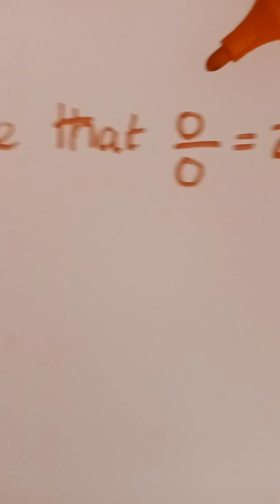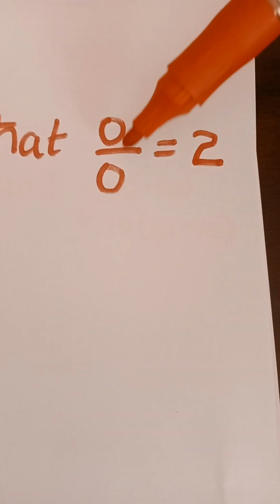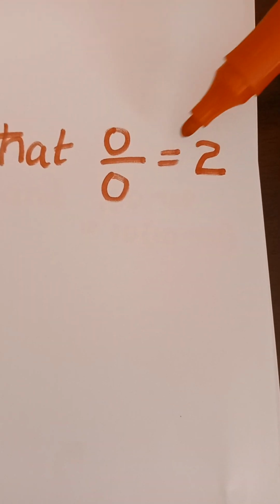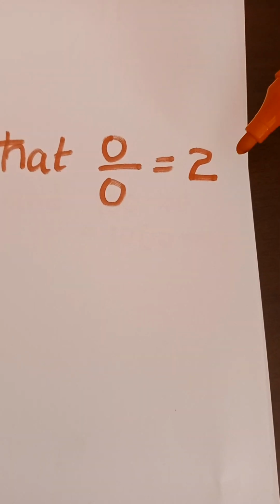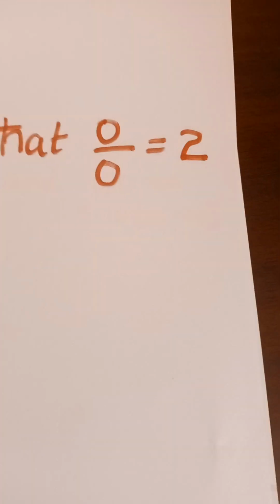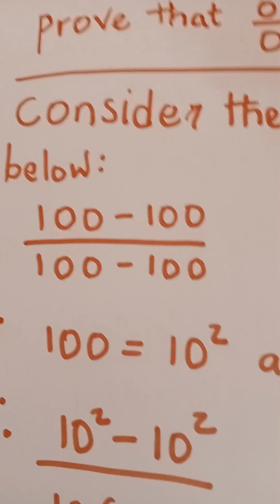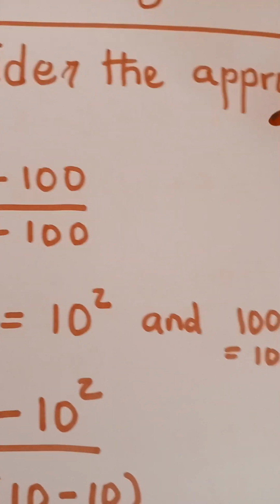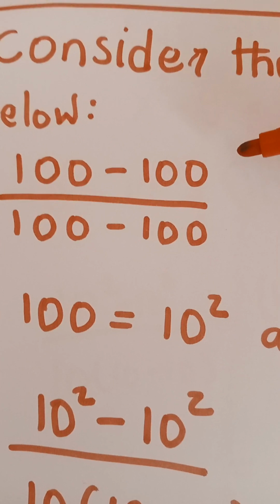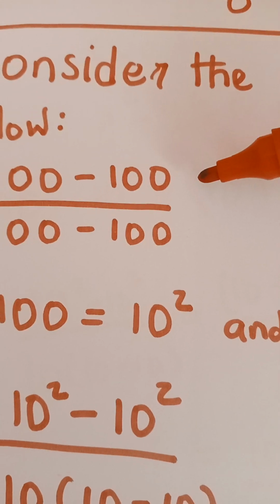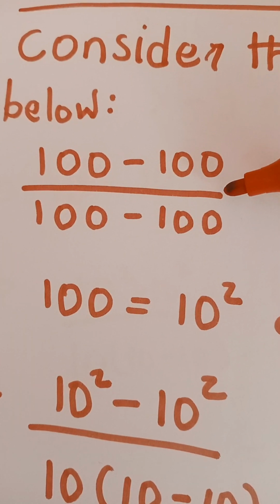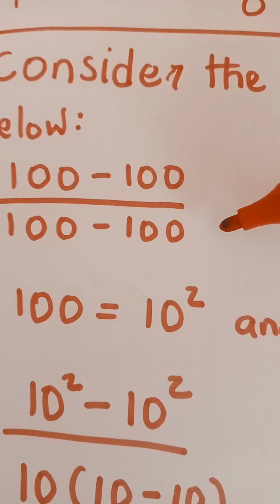So I'm going to prove to you that 0 divided by 0 is equal to 2 and not 0 or infinity. Let me take you through that right over here. So I'm going to consider this approach, the approach of 100 minus 100, which we know is equal to 0, and I take the denominator to be also 100 minus 100, which also is equal to 0.